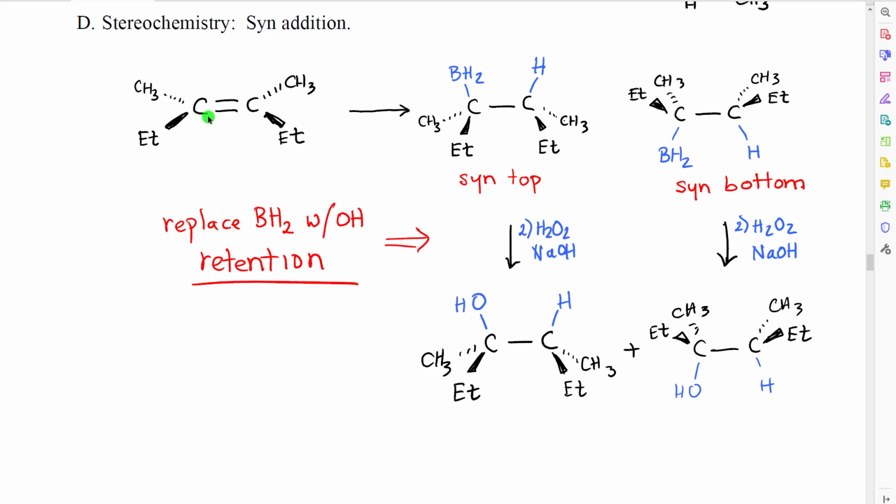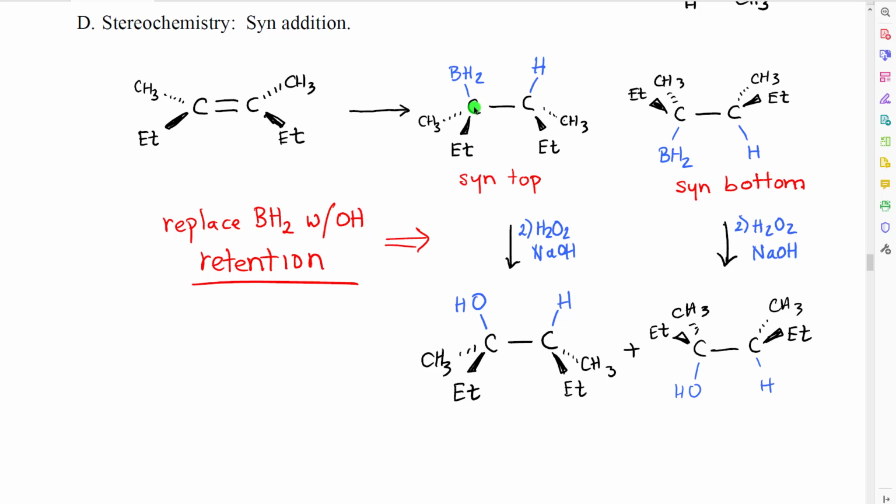So our first reaction is a syn addition. We get boron attached on one carbon, and we get hydrogen attached on the other carbon, but they come from the same face. So, as we discussed, when we do syn additions, we can get either syn addition from the top or syn addition from the bottom. So we should get a 50-50 mixture of these 2 stereoisomers. The important part about this stereochemistry is that when we replace the boron, it is replaced with retention.